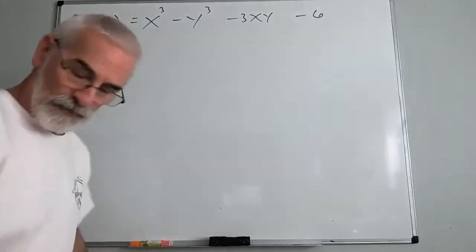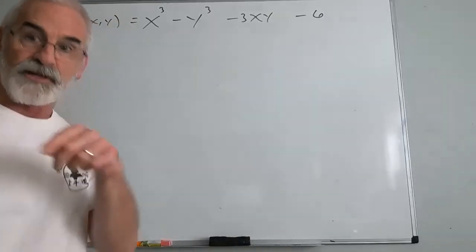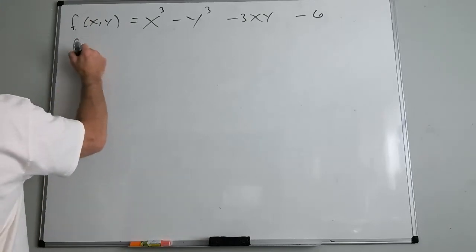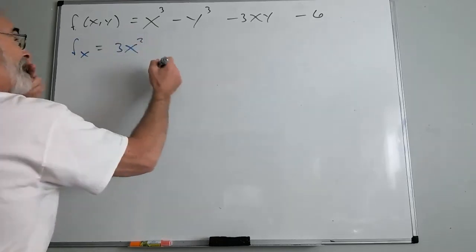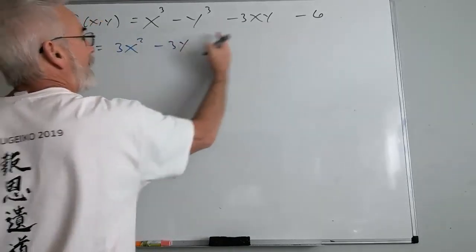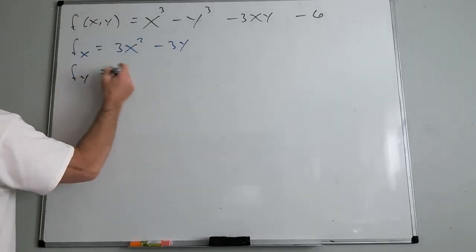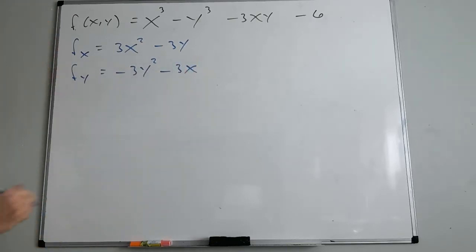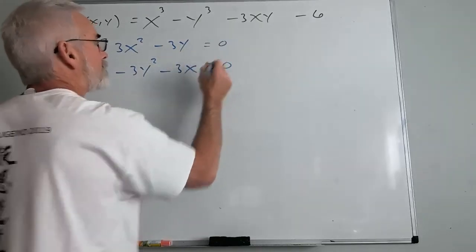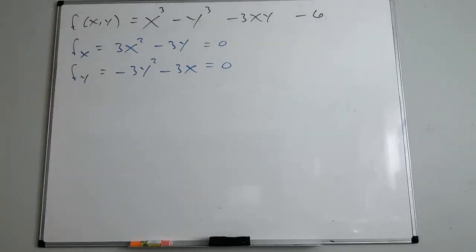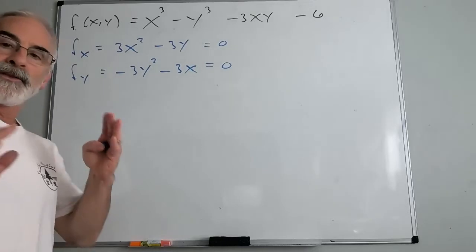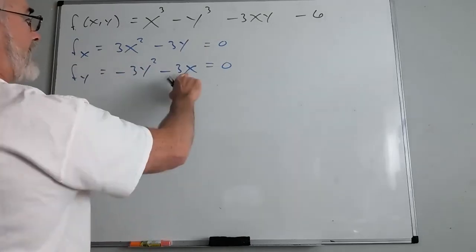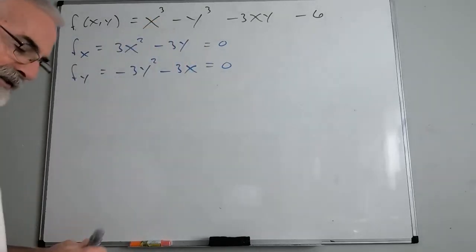So the first thing we're going to do is take our first order partial derivatives and set them equal to 0. So fx is 3x squared minus 3y. That's it. Fy is negative 3y squared minus 3x. Now we're setting both of these equal to 0. So I need to find the simultaneous solution to the system. Well, one way is I can solve for y and substitute back in, or I can solve for x and substitute back in. That's probably the easiest way.